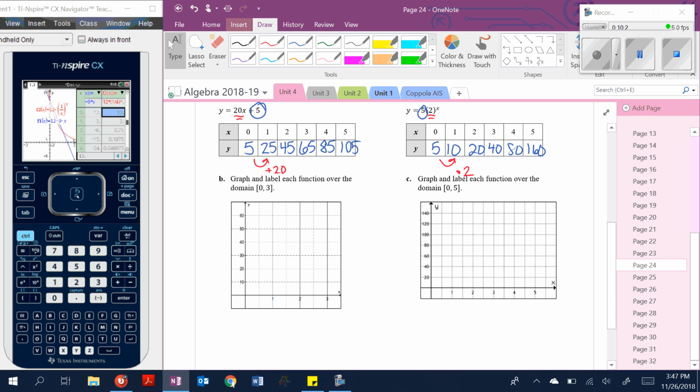Loving it. All right, so part B says graph and label each function. Each function, okay, we've got to do both of them. And then we need to do it over the domain. Wait a minute, we have two different graphs here. So one of them we're going to graph from 0 to 3, and this one we're going to graph from 0 to 5. All right, I'm going to pause the video. I want you to graph, and I'm going to reconvene in just a moment.